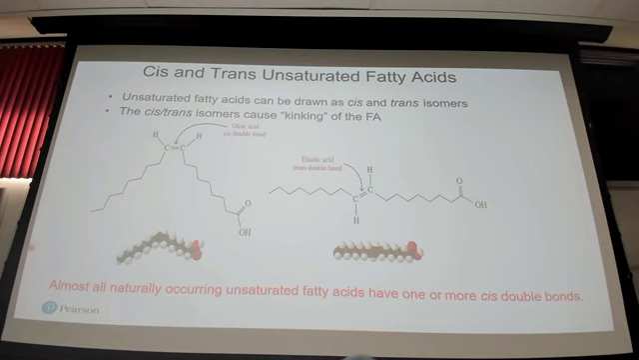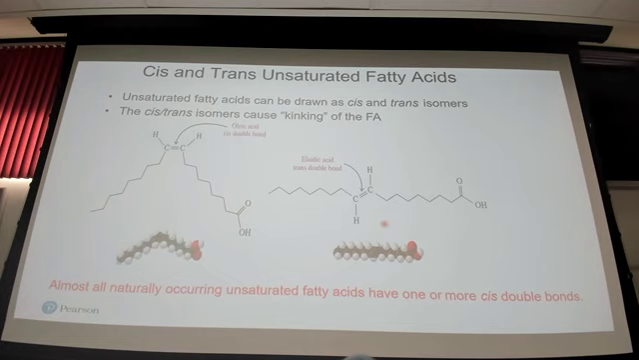So unsaturated fatty acids can have a conformation of cis or trans. When they are in the cis conformation, that means the functional groups, which are the hydrogen atoms in this instance, are on the same side, so they're both pointing up. And then, of course, in the trans fatty acids, the hydrogen atoms are on opposing sides, so one is up and one is down.